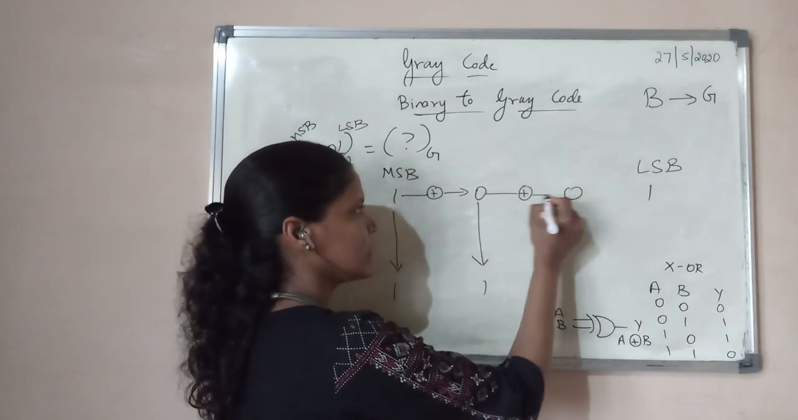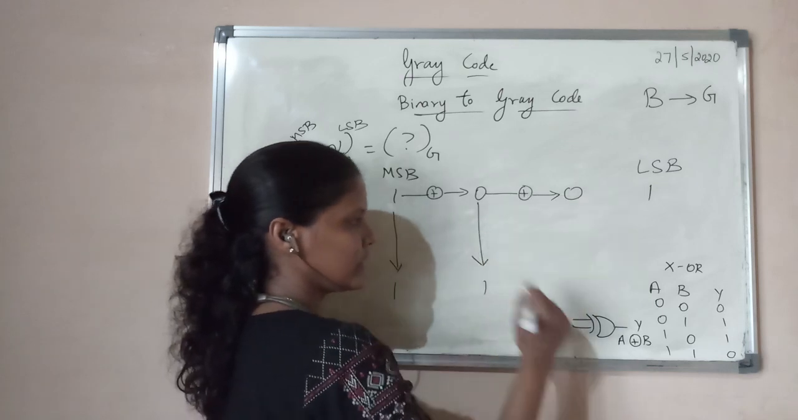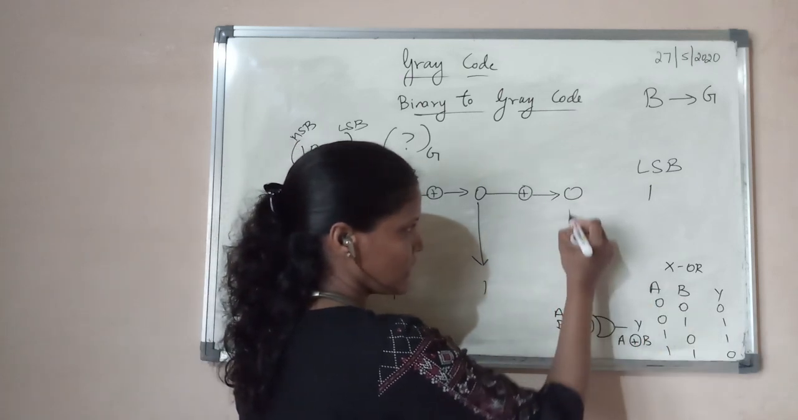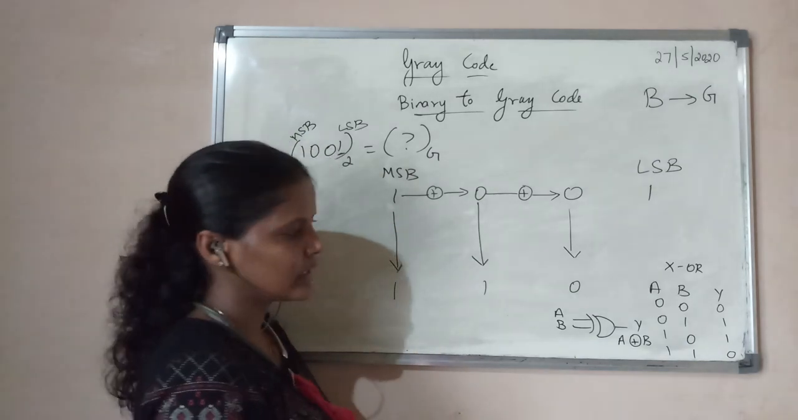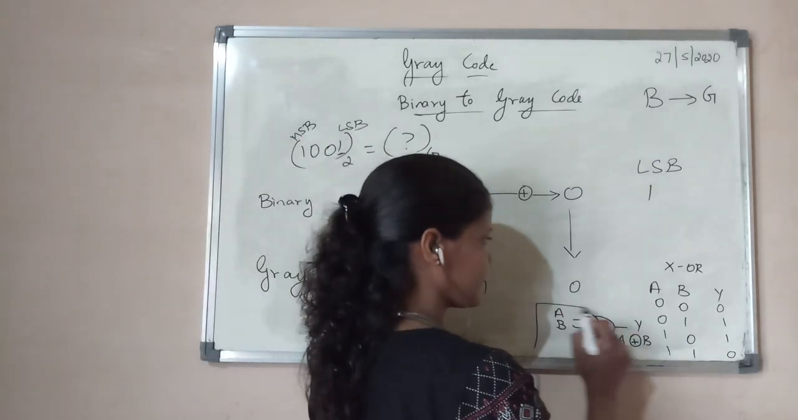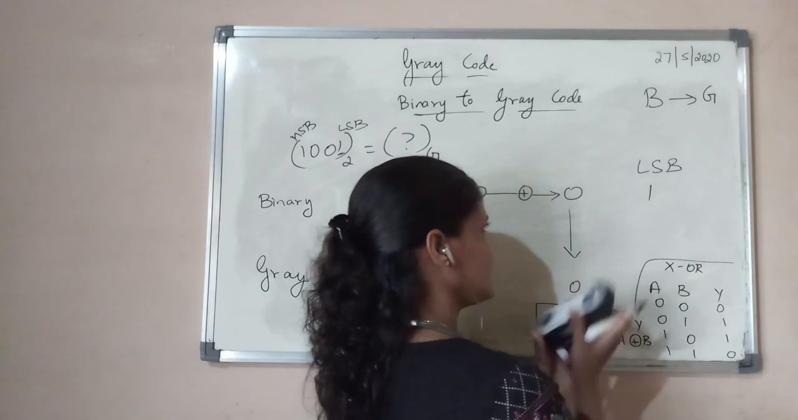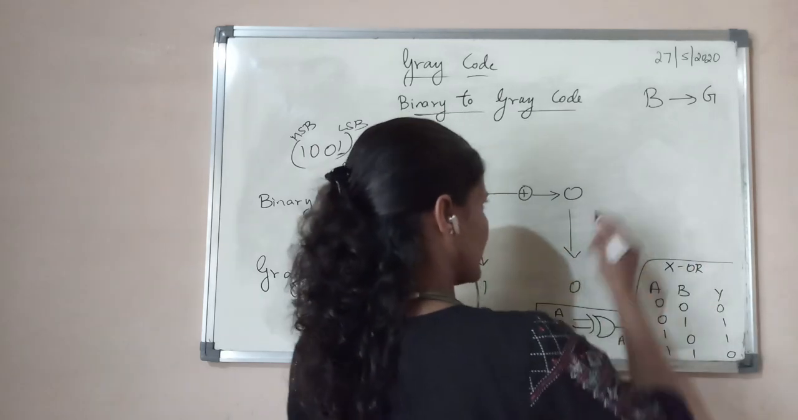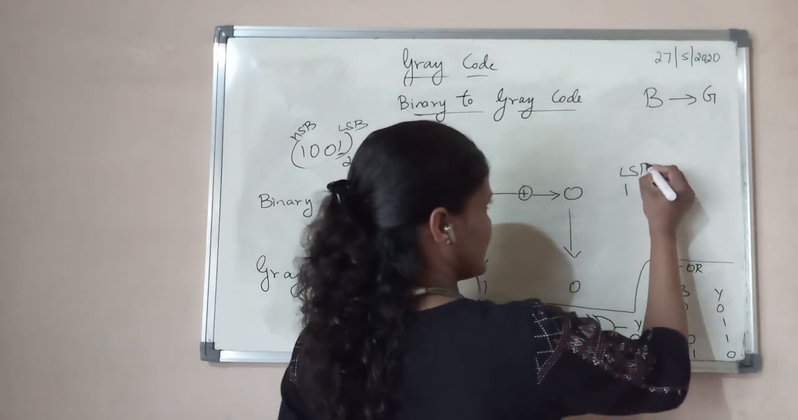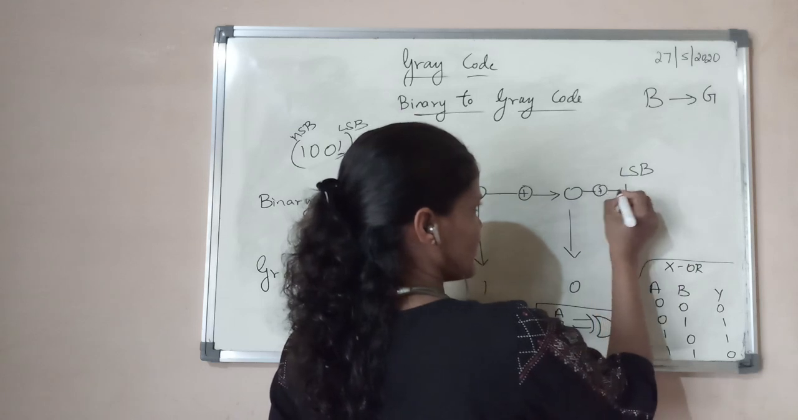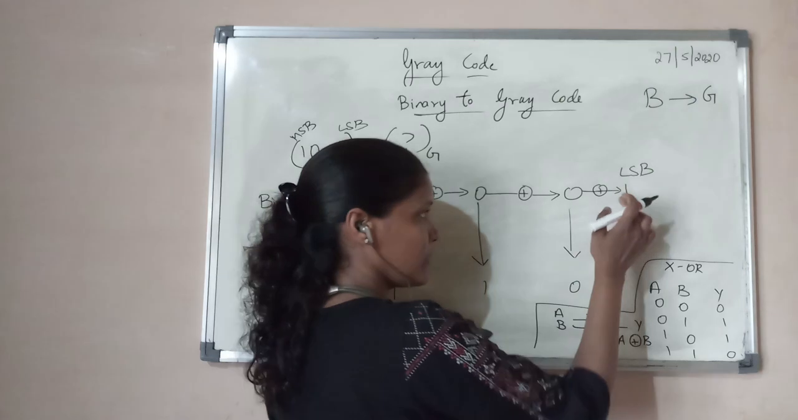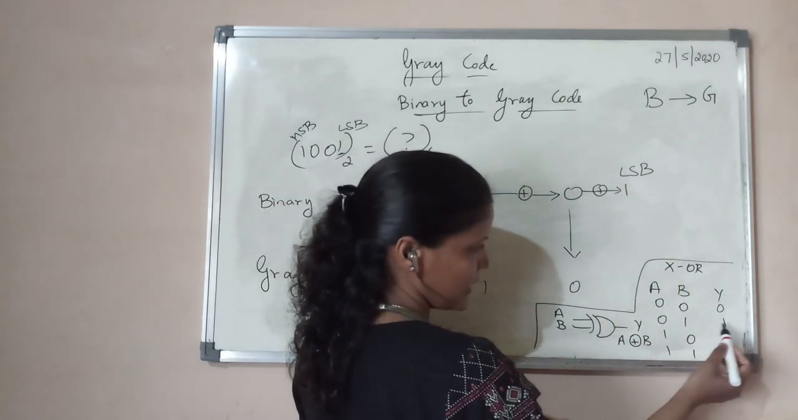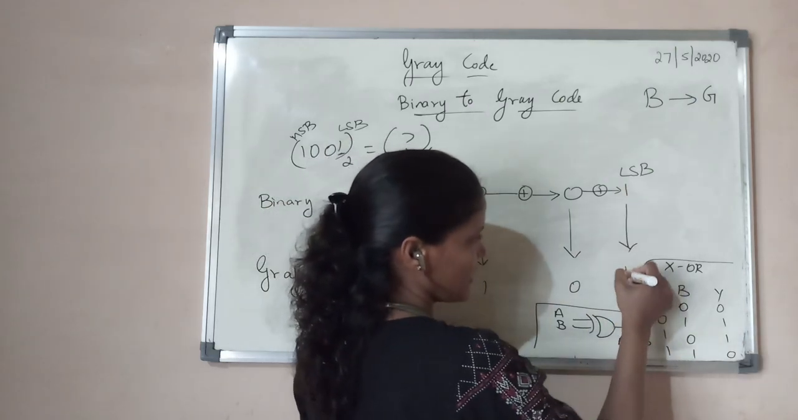This and this must be XORed, 0 and 0. When both values are 0, the output is equal to 0. Clear? Then this and this has to be XORed. A value is equal to 0 and B value is equal to 1. A is 0, B is 1, then the output is equal to 1.